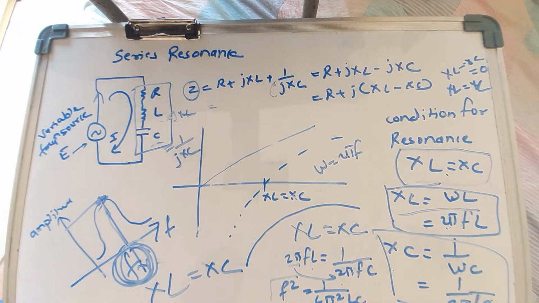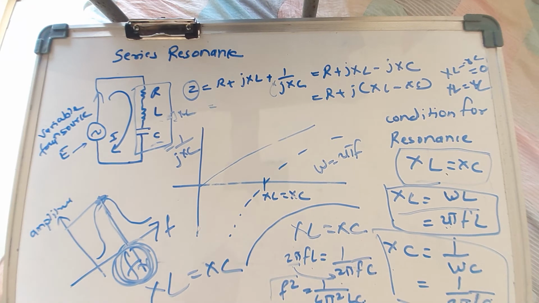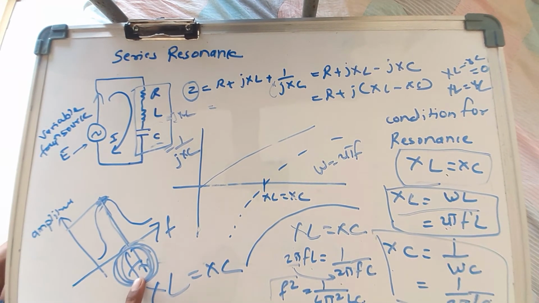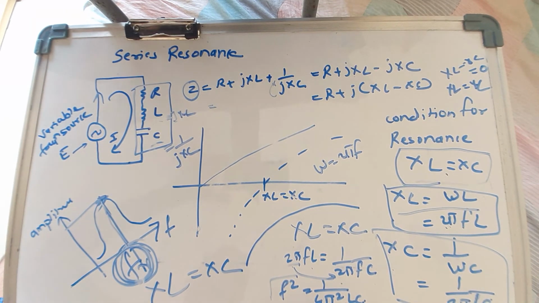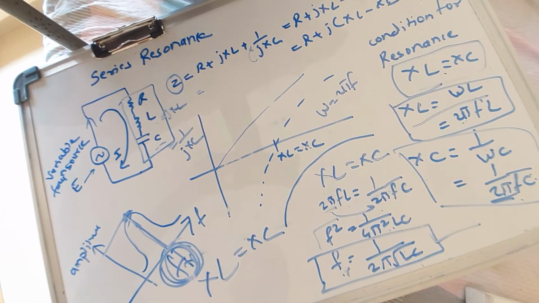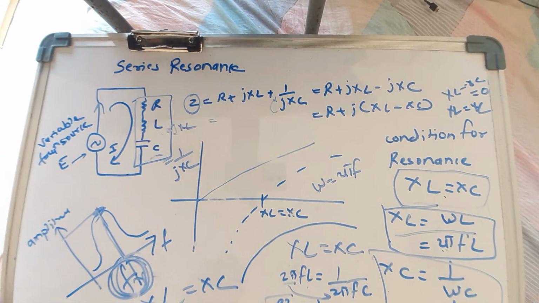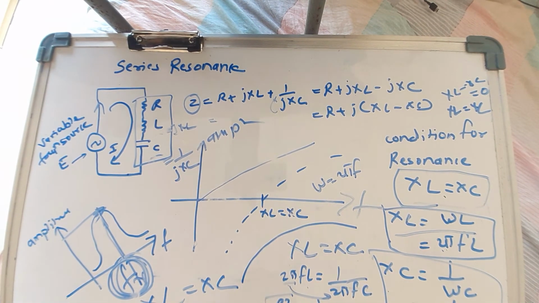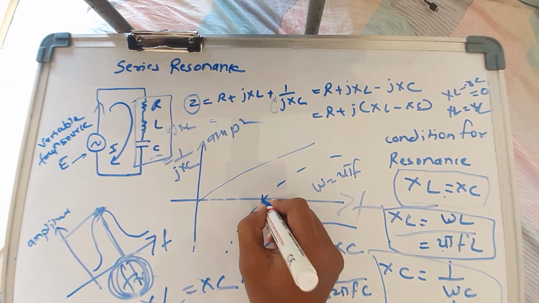So always remember the condition for resonance. Here I will explain the graph also. The condition for resonance is that XL equals XC, and at that resonance we get one frequency, which is called fr. This frequency is the resonant frequency. Always remember, this is the formula for the resonant frequency of a series resonance, where we get the maximum amplitude. Again, in this particular graph, this is frequency versus amplitude.